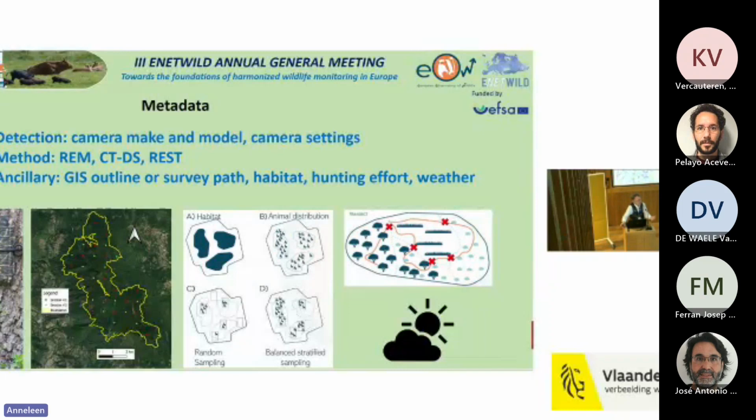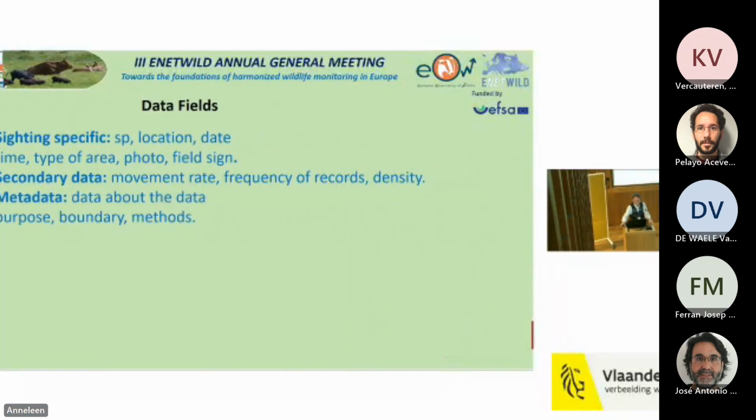Now, the data often goes to somewhere like GBIF. So let's look at the data fields. So we've got the sighting specific data. So the absolute minimum, you've got the species, location, and date. But normally there's other things collected as well. What time of day might it be for the camera trapping? What's the area? Do you have a photograph, or was it field sign? What type of hunting is going on in that area? Is it a conservation area and such like?